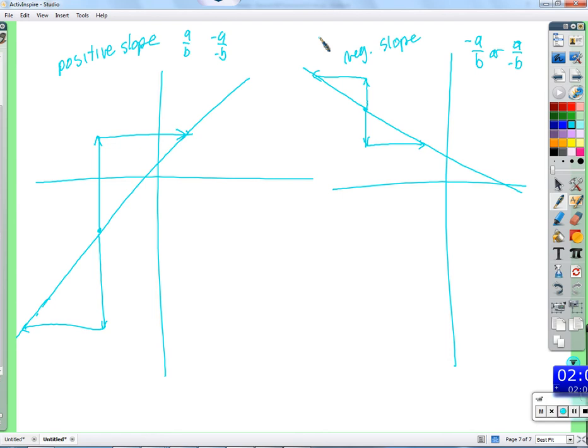So zero slope, what kind of line? Horizontal. Vertical line has undefined slope. Positive slopes? Left to right, up. And negative slopes? Left to right, down.